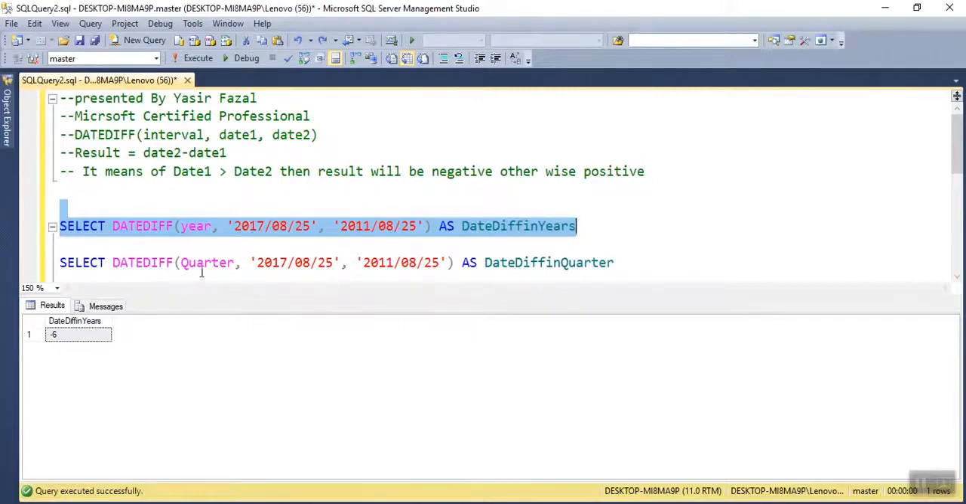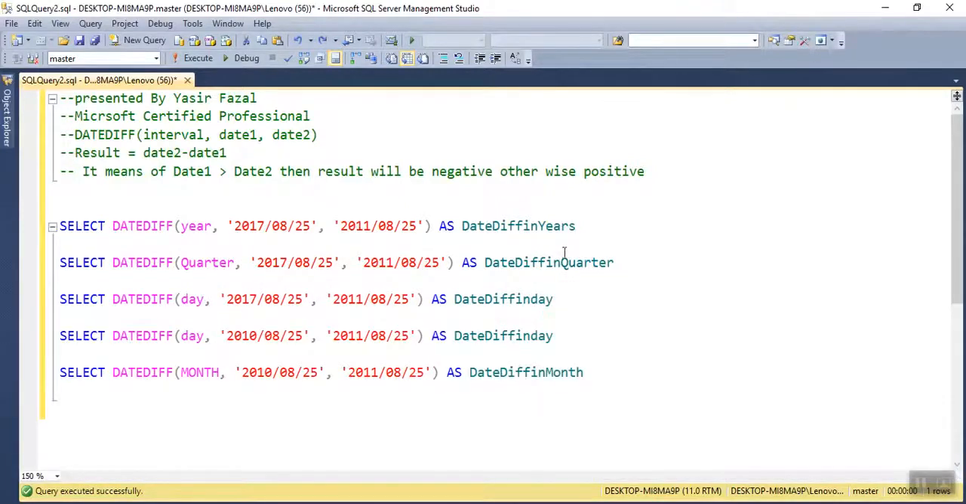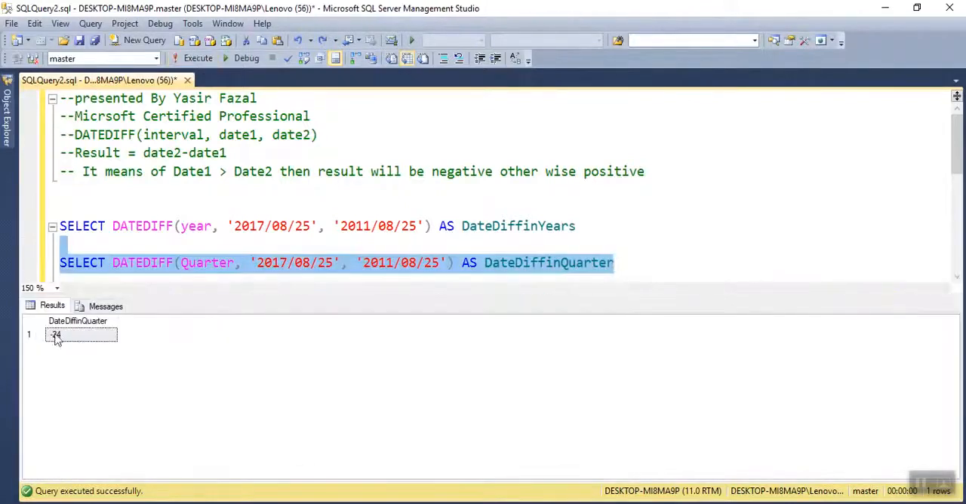Next comes the quarter, like between the 2 dates, what is the difference with respect to the quarter. Again, it will be a negative number. So here it goes. See, it's minus 24.